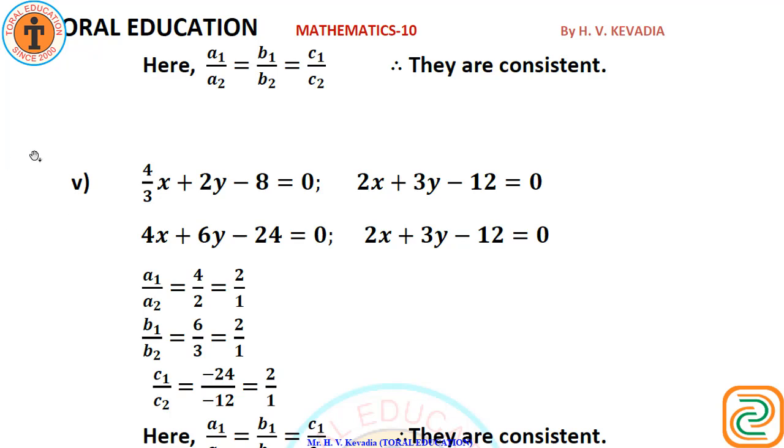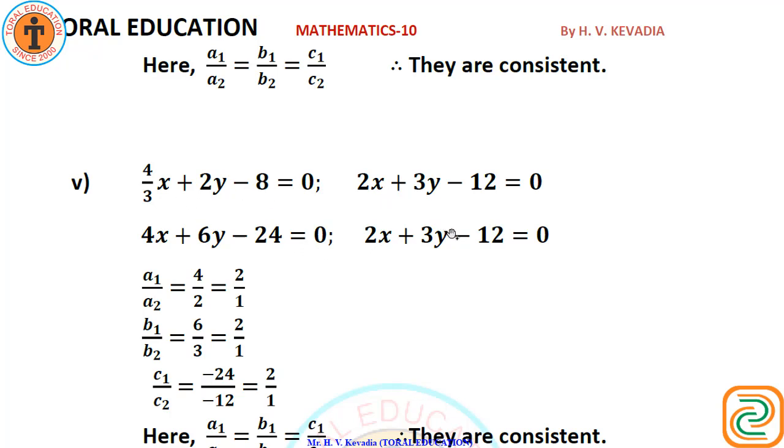Question number 5. Four upon 3 x plus 2y minus 8 equals 0, and 2x plus 3y minus 12 equals 0. Here it is 4 upon 3, so we have to take the LCM first. The LCM is 3, and 3 will be multiplied with 2 and minus 8. So 4x plus 2 3s are 6y minus 24 equals 0.